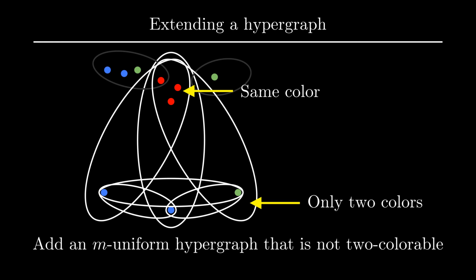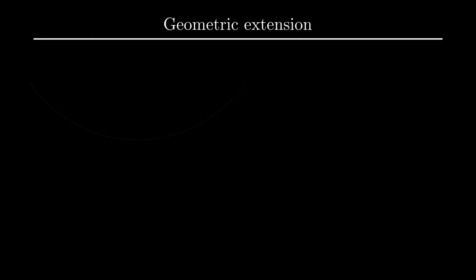So if we repeat this step, in the end all the edges will contain m points. We can use our previous construction if we choose the tree to be an Erdős–Hajnal-style tree of depth m, then we will get a non-two-colorable m-uniform hypergraph. And we can add this hypergraph in each step. We can also do this extension geometrically with disks.